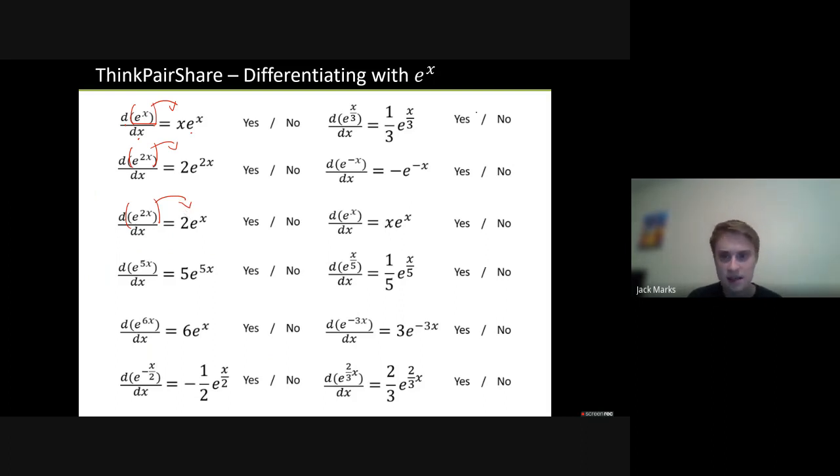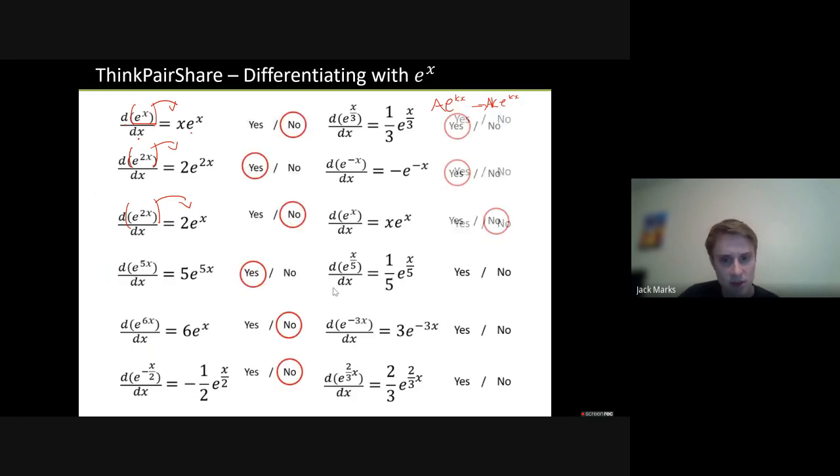The rule is that e to the kx becomes ke to the kx. Or even more generally, if there's a number there before, you just put that with the k as well. So I'm assuming you've done that. Have a look at the answers there on the board.